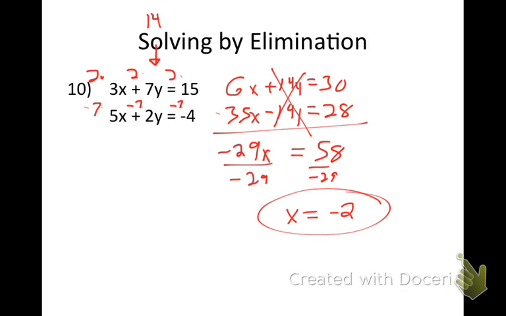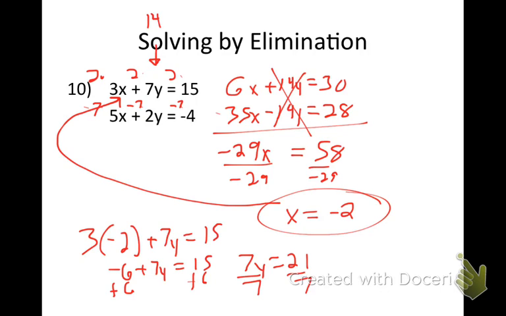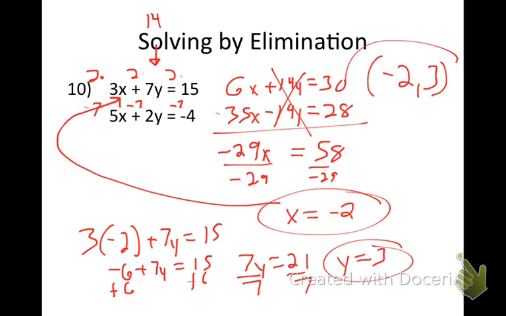Now I take that negative 2 and I need to plug it into an equation. Again, I would probably pick the top equation. So I get 3 times negative 2 plus 7y equals 15. Negative 6 plus 7y equals 15. Add 6 to the other side. 7y equals 21. What's y going to equal? 3. Now what's my answer going to be then? Negative 2, 3 as an ordered pair.